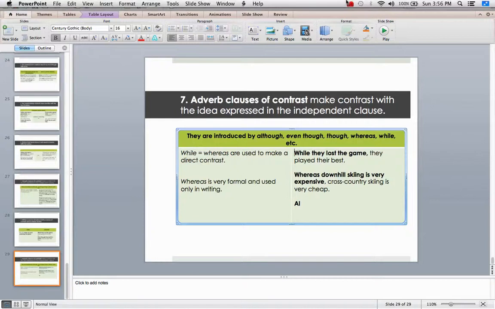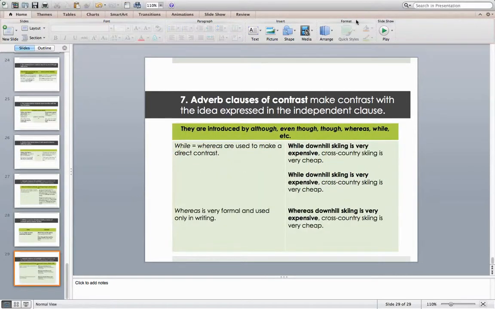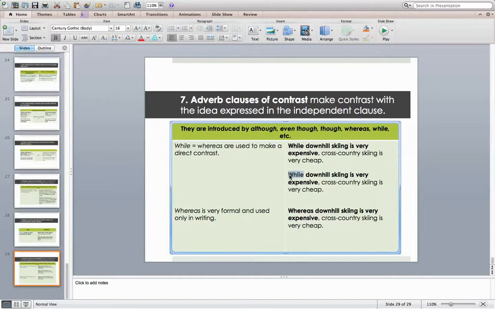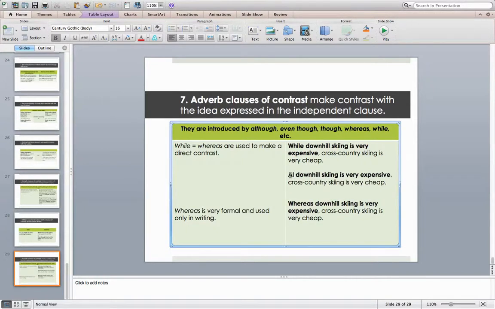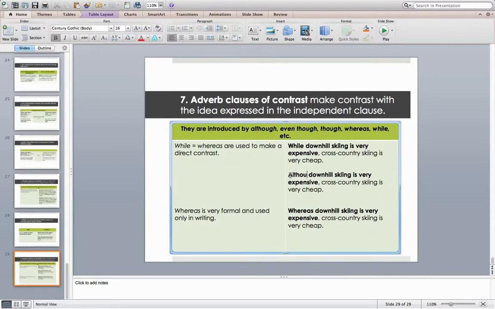Give it a pause. So we have while downhill skiing is very expensive, cross-country skiing is very cheap. Means the same thing as although downhill skiing is very expensive, cross-country skiing is very cheap. Whereas downhill skiing is very expensive, cross-country skiing is very cheap. These all mean the same thing. The whereas is quite formal.